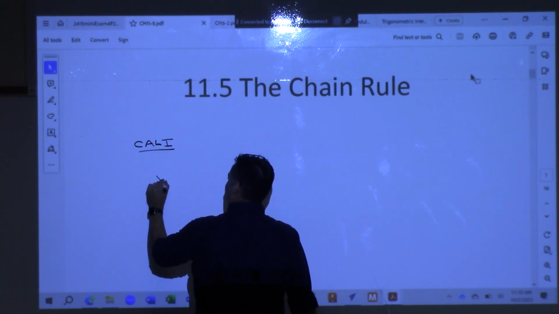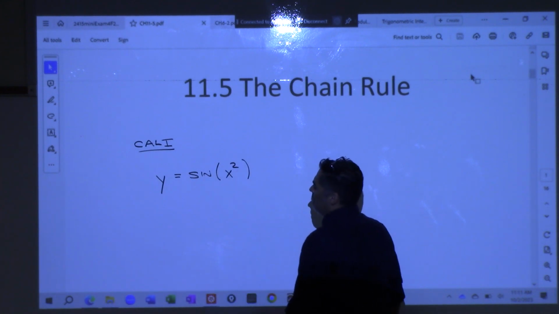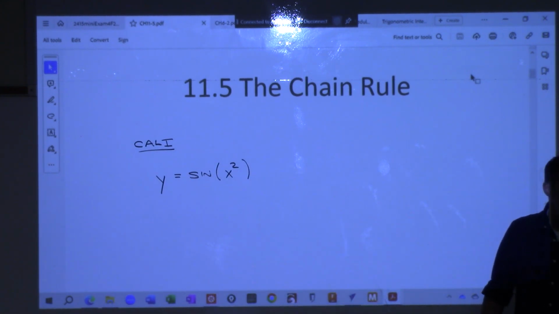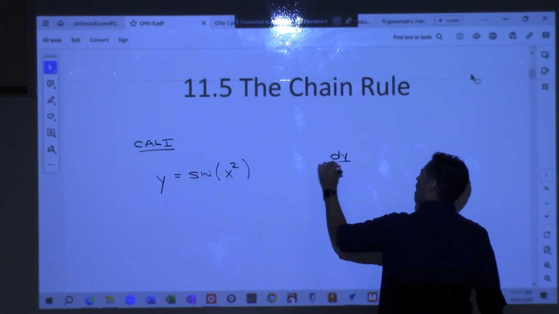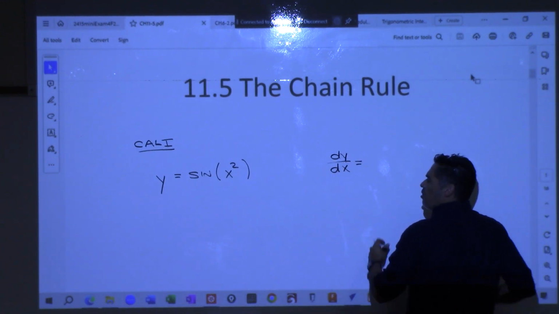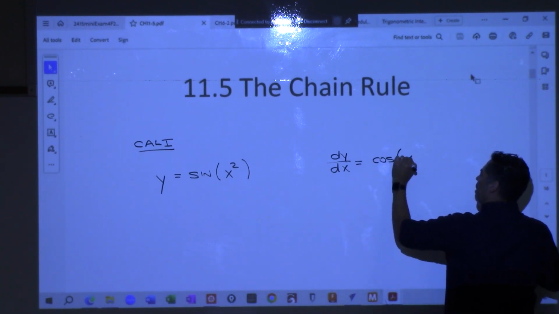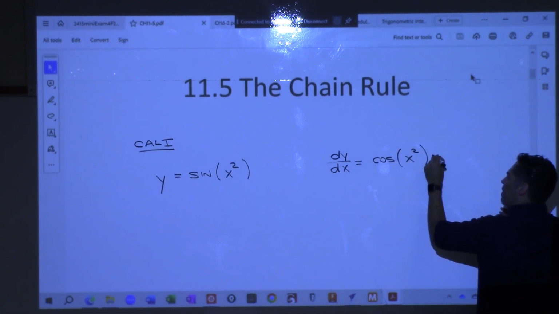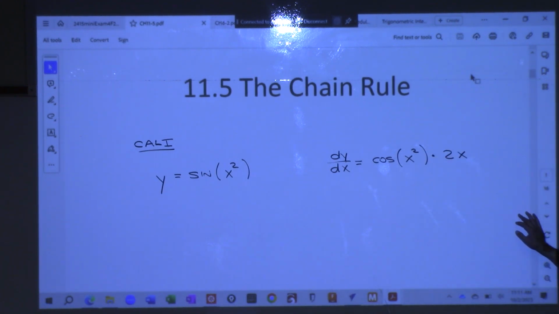if you had y equals, let's say, sine of x squared, like that, right? If you were asked to take derivative of that, find dy dx, you start with the outer function. You take derivative of the outer, which would be cosine of x squared. And then you multiply that times the derivative of the inner function, which would be 2x, right? And we're all hopefully very comfortable with that idea, right?